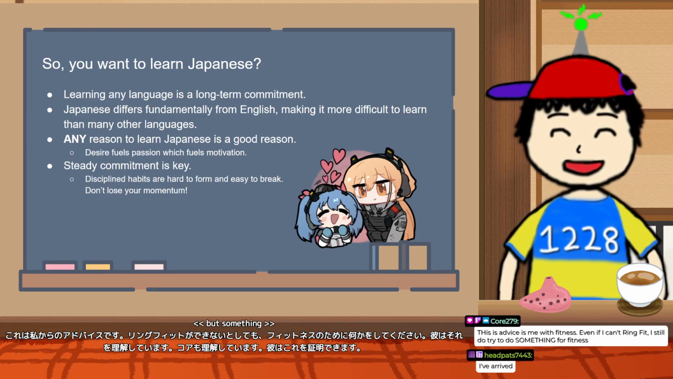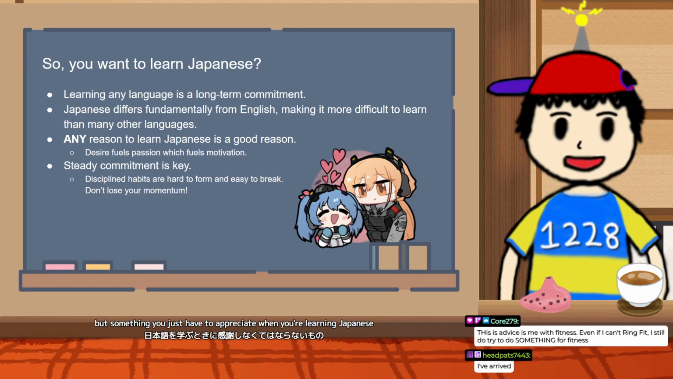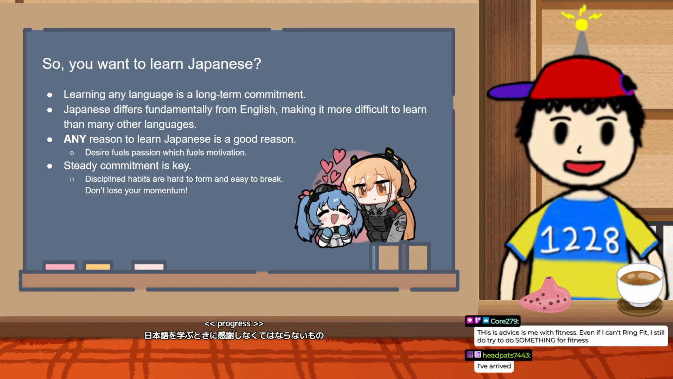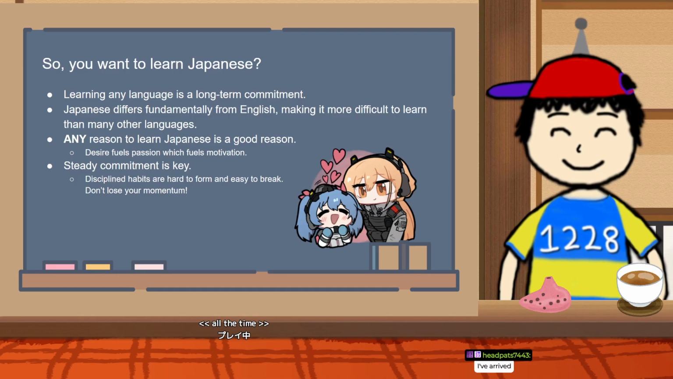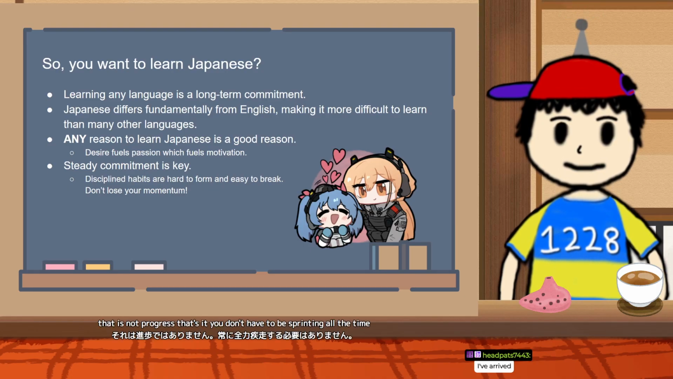But something you just have to appreciate when you're learning Japanese is that it's steady progress. That's it. It doesn't matter how fast or slow you go. Keep it steady. One mile an hour is still progress. Zero miles an hour is not progress. That's it. You don't have to be sprinting all the time. Take it at your own pace.